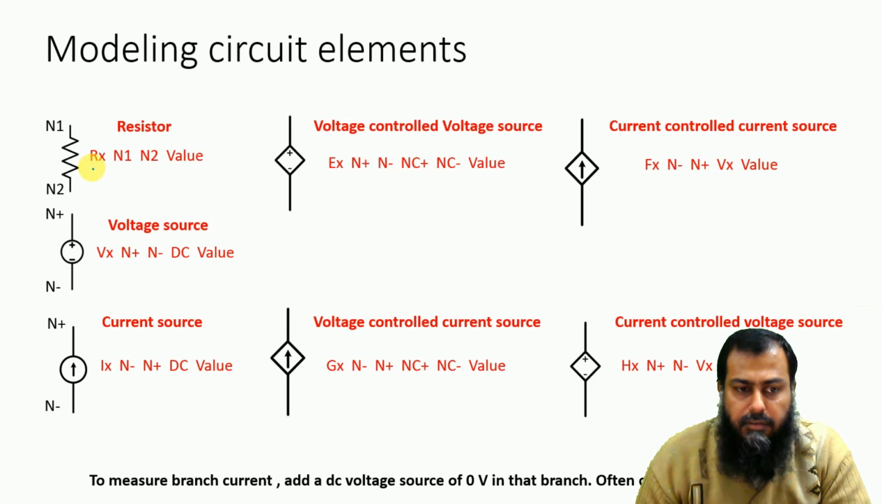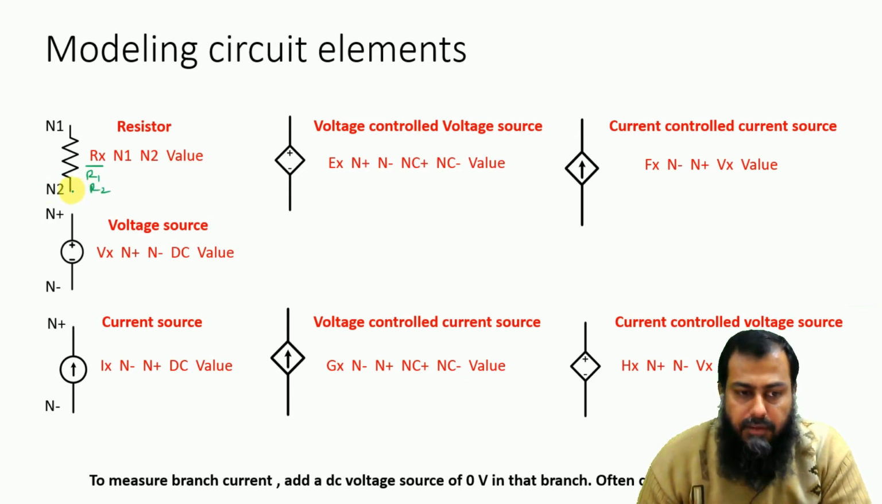So we designate a resistance with R. You can have multiple resistances designated as R1, R2 and up to Rn, or whatever you can write, but the first letter should be R. And then you have to write down the nodes, and after this we have the value here.